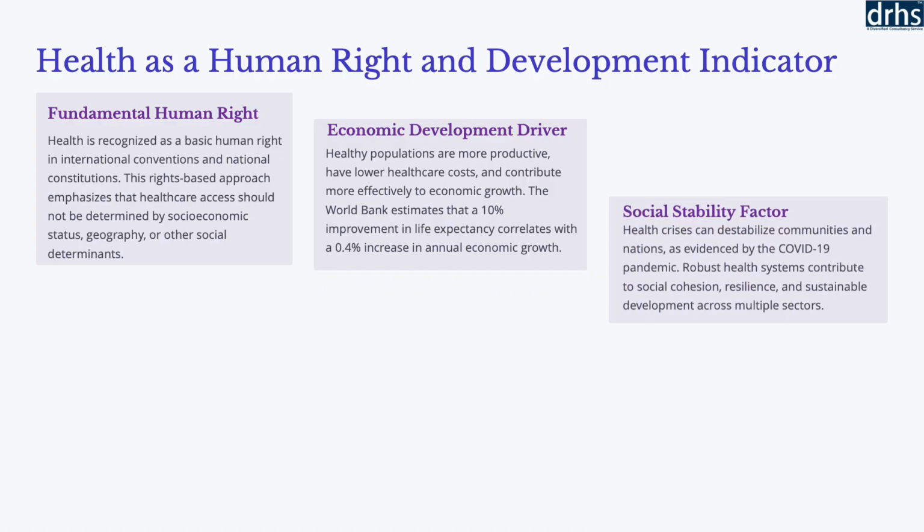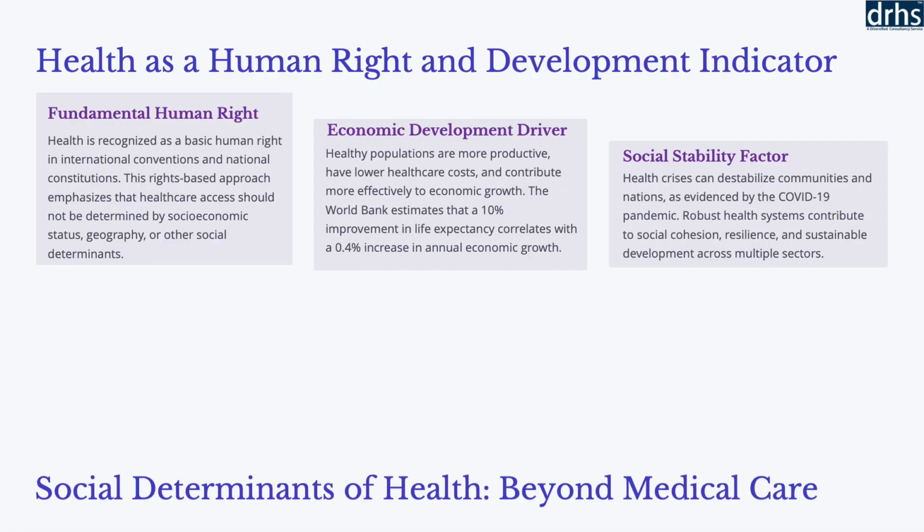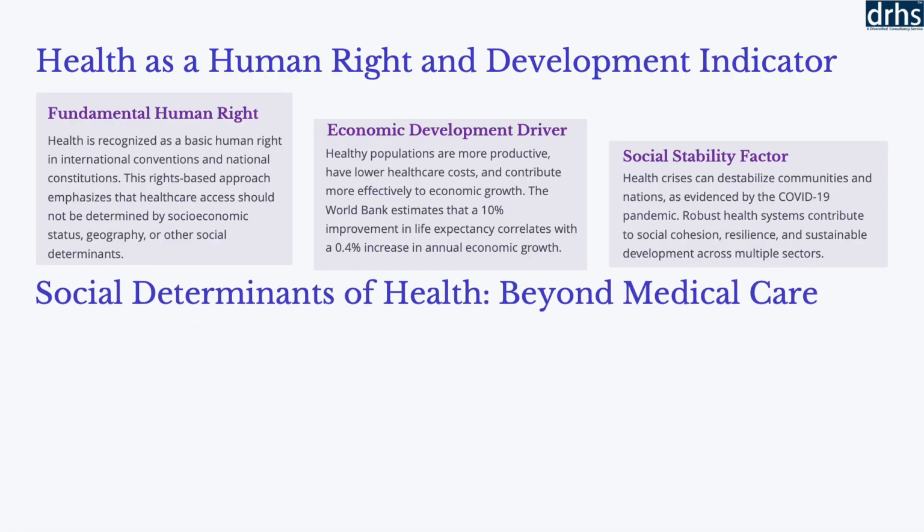Robust public health systems build societal resilience, foster social cohesion, and protect communities from the devastating impacts of health crises, as starkly demonstrated by the COVID-19 pandemic. However, achieving health equity requires looking beyond clinics and hospitals to address the social determinants of health, SDH, the conditions in which people are born, grow, live, work, and age.